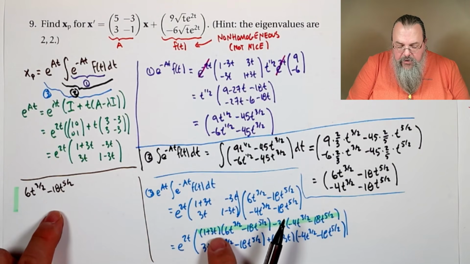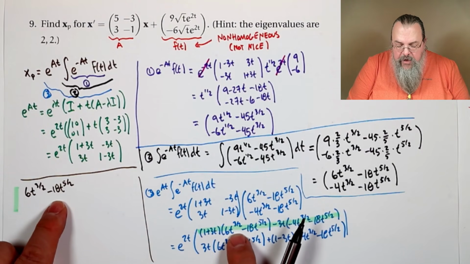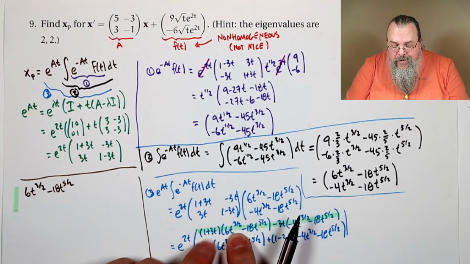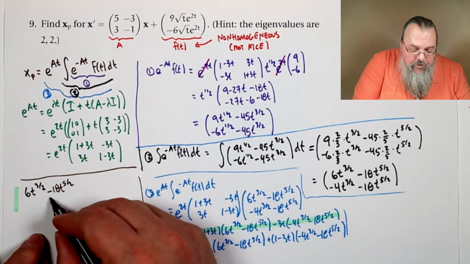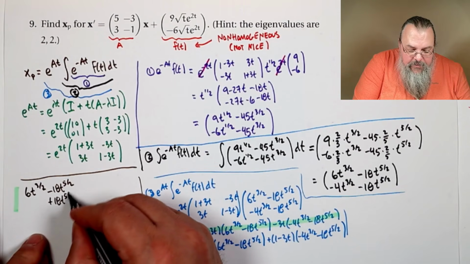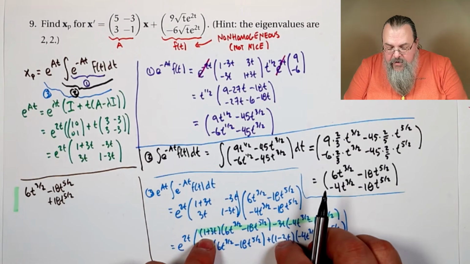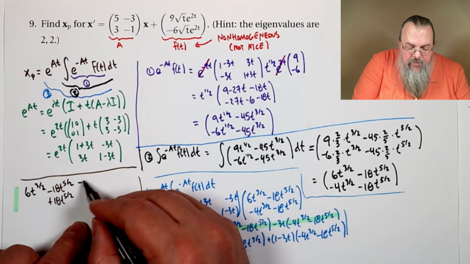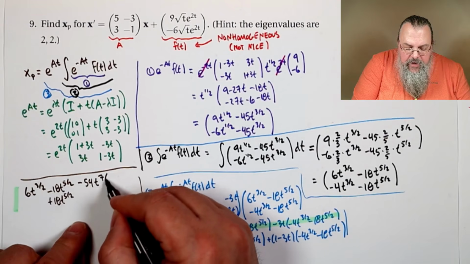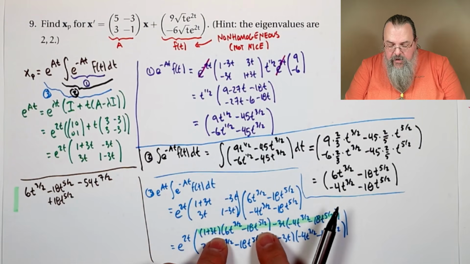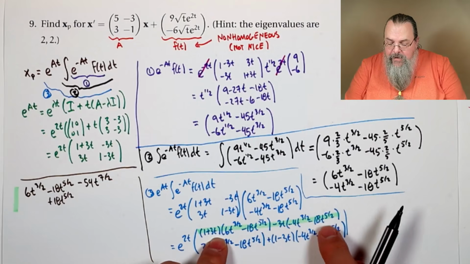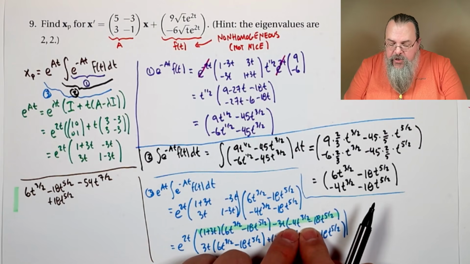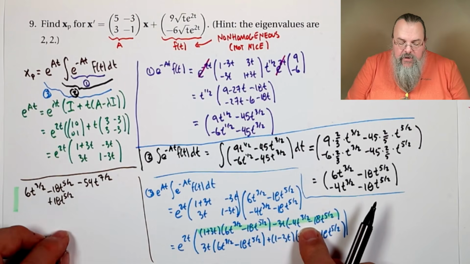Then we're going to get a 3t times 6t to the 3 halves. And what will that be? Well, actually, that's 18t to the 5 halves. So there's a plus 18t to the 5 halves. Okay, and then there's a 3 times 18 makes 54. So minus 54t to the 7 halves. Right, that's t times t to the 5 halves. Over here, we'll have a minus 3t times minus 4t to the 3 halves. That's a plus 12t to the 5 halves.